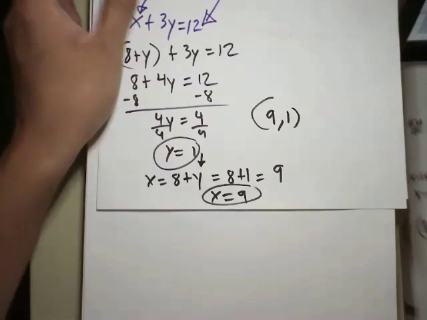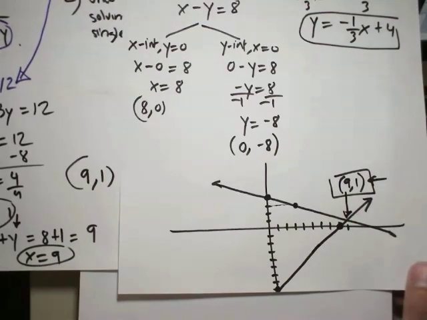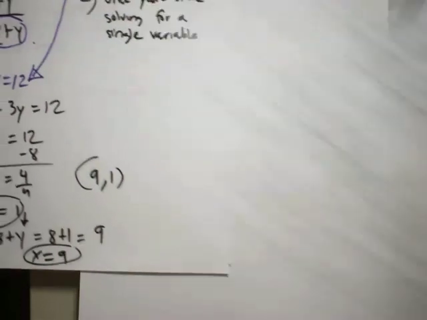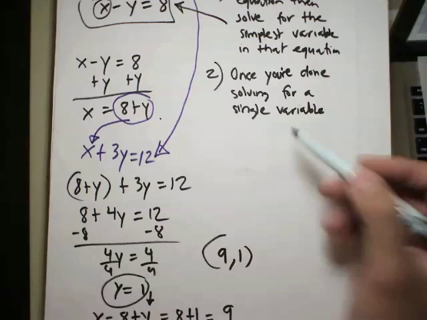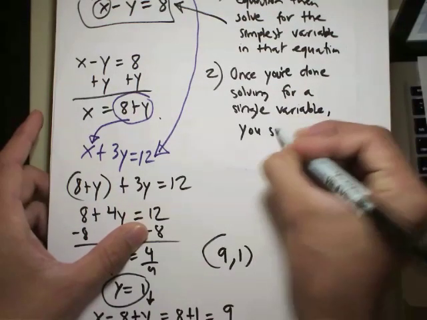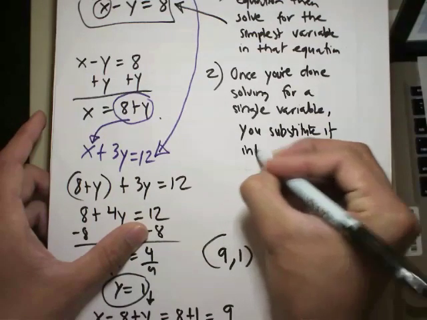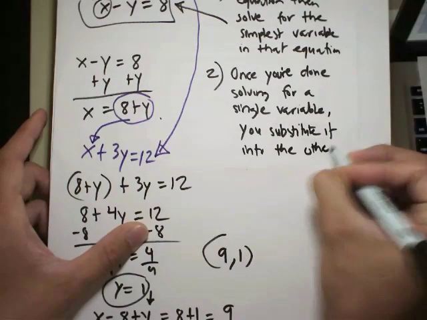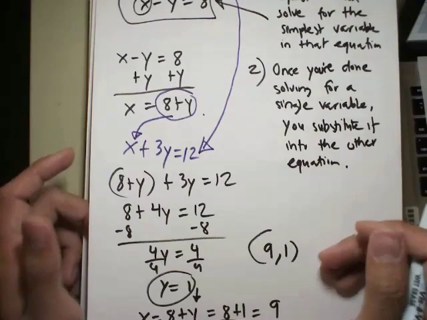Now let's compare it to what we just did earlier. Look at this. Don't we have the exact same answers? And this is what we call the substitution method, solving it algebraically. So what I just showed you is that when you're done solving for a single variable, you substitute it into the other equation. Substitution is a key, as you can see.